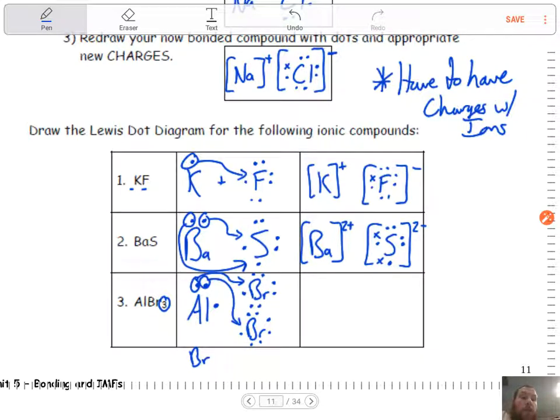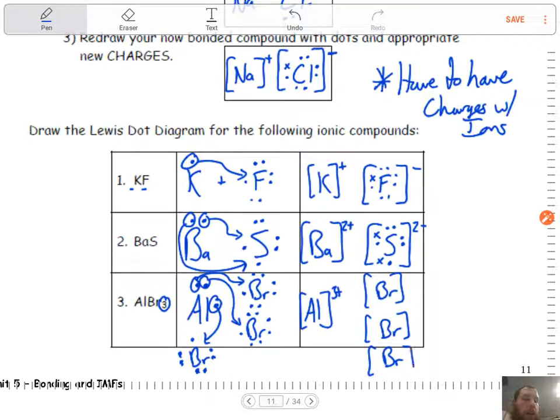So if you come across a problem where it says these 2 elements are bonding together, and you notice that you need to bring in more than 1, you can do that, with as many as you need to balance it out. So this guy would come here, and then our final structure would look something like this. Aluminum, brackets. Anytime you have an ion, it has to have brackets. And we're going to have 3 bromines, all with brackets around them. And all the bromines are going to have 8 dots.